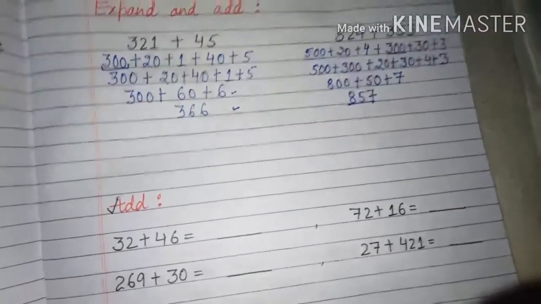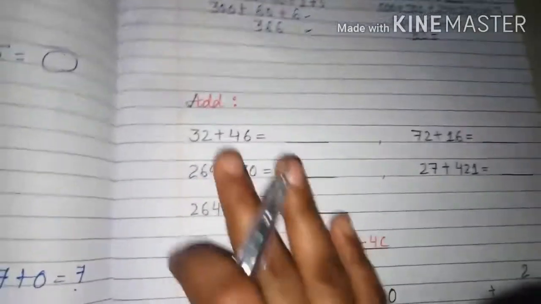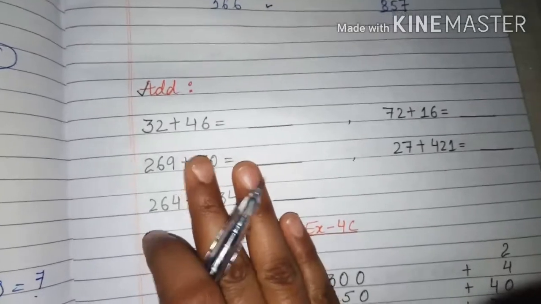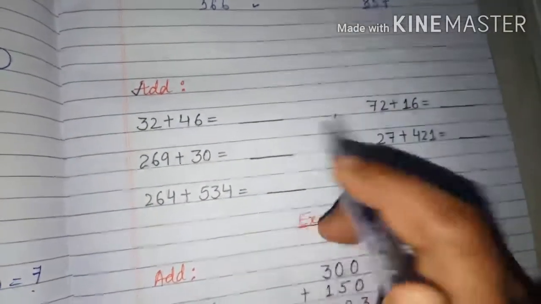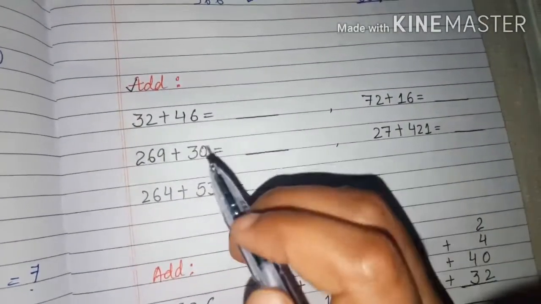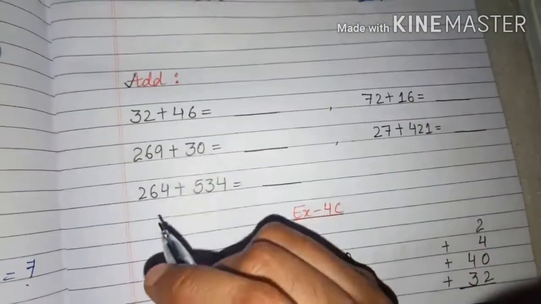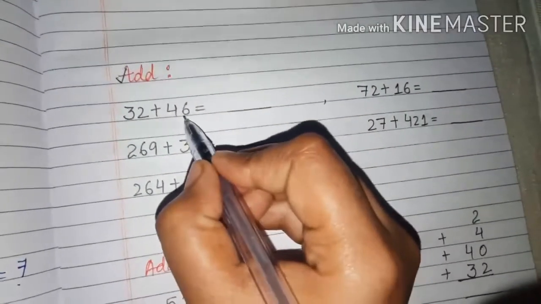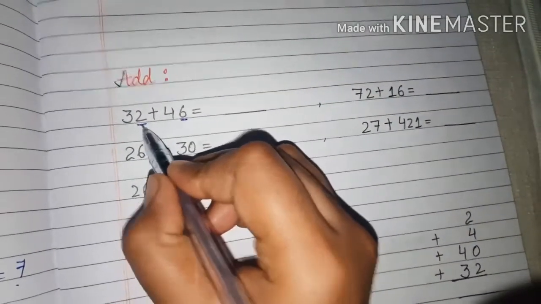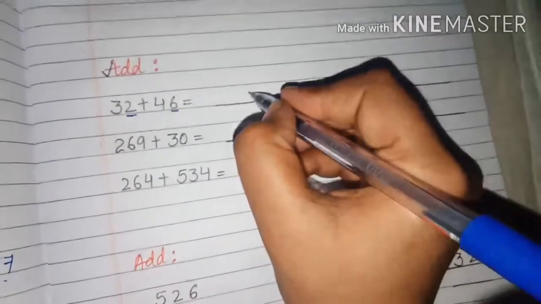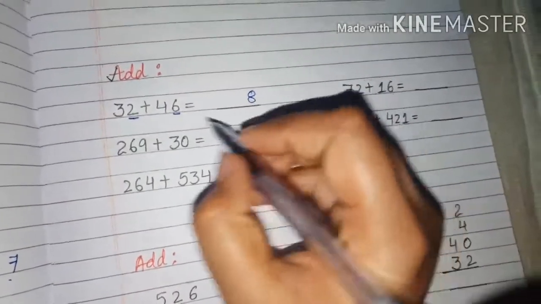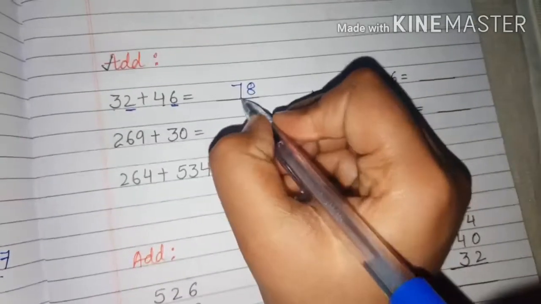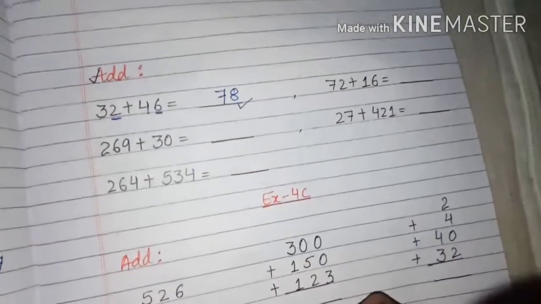Okay. Now next we have this type of question. I am going to tell you a very easy method, so listen very clearly. 32 plus 46. We have two digits in each number. What I have to do is first add the ones digit. 6 plus 2 is 8. Now add the tens place digit. 4 plus 3 is 7, and you will get the right answer.